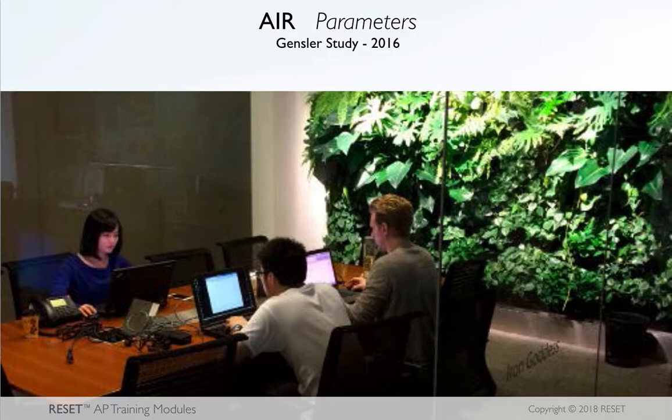So they created 2 conference rooms that are identical in every way. They were zoned the same. They had the same HVAC delivery system. They were set up with the same types of tables and chairs. Everything about them was identical, except one had the green wall and the other room did not. So the green wall room was called the green room, and the room that was devoid of a green wall was the gray room.